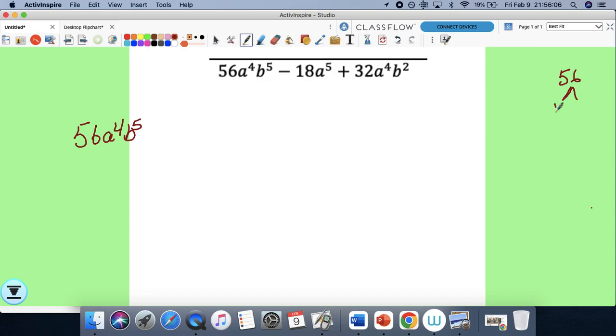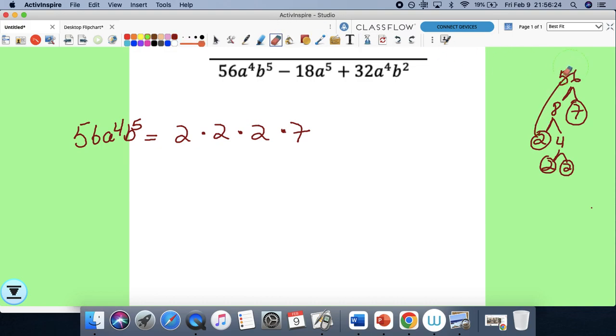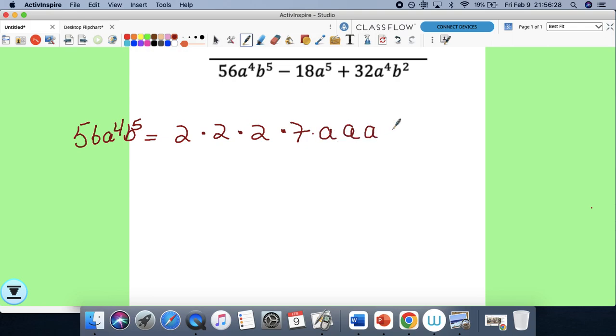56 is 8 times 7. 7 is prime. 8 can be broken up into 2 and 4, and 4 can be broken up into 2 and 2. So a product of its primes. 56 can be rewritten as 2 times 2 times 2 times 7, and then we write 4 a's and 5 b's, 1, 2, 3, 4, 5. So I'm expanding the variables, the exponential notation into standard notation.